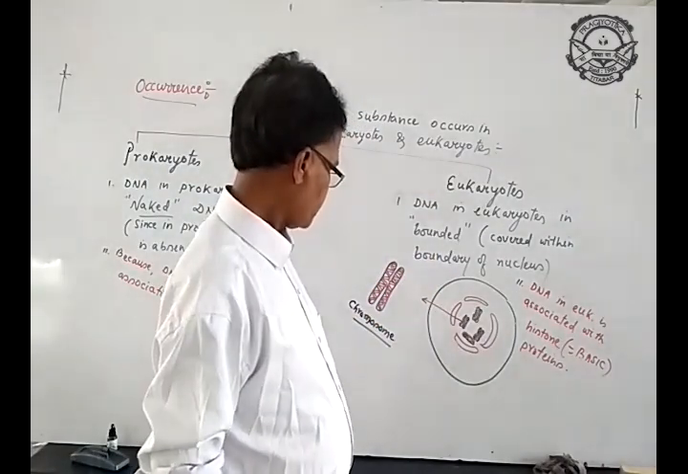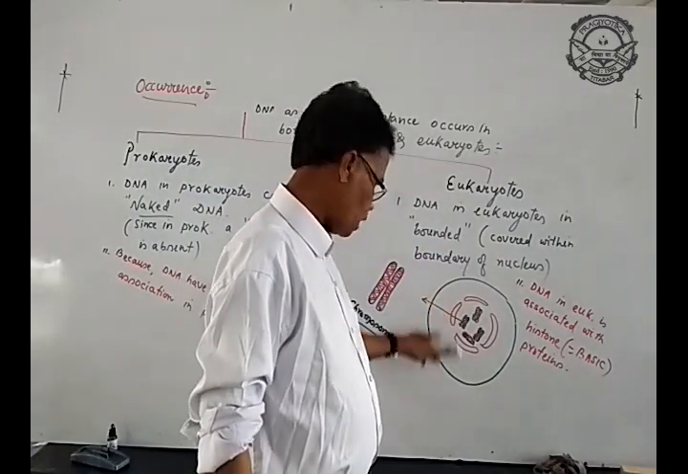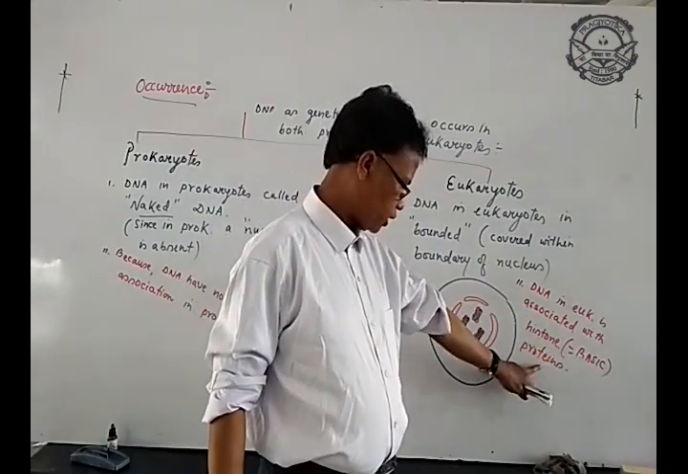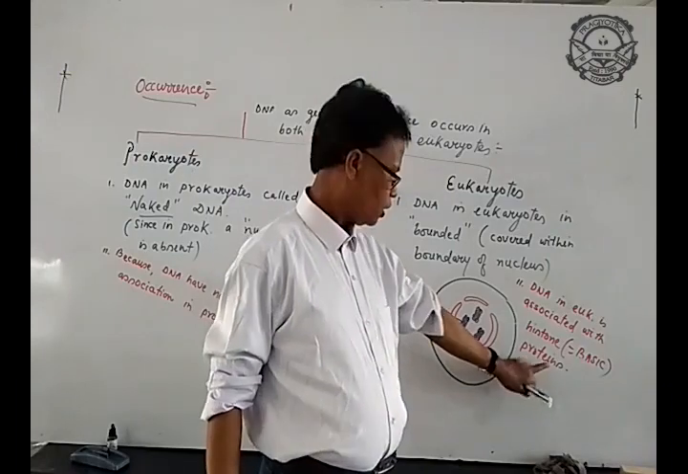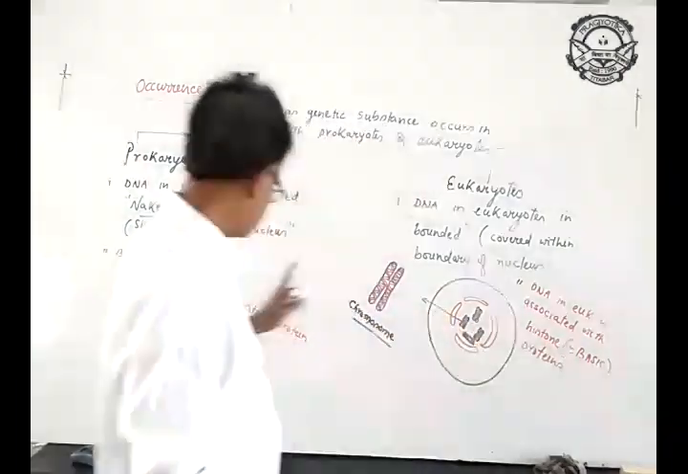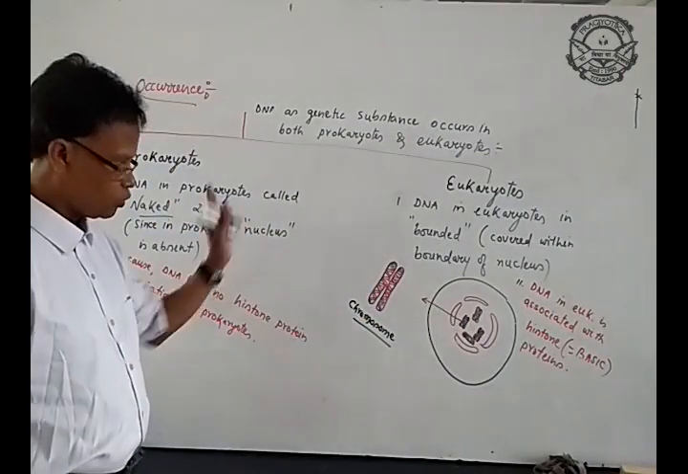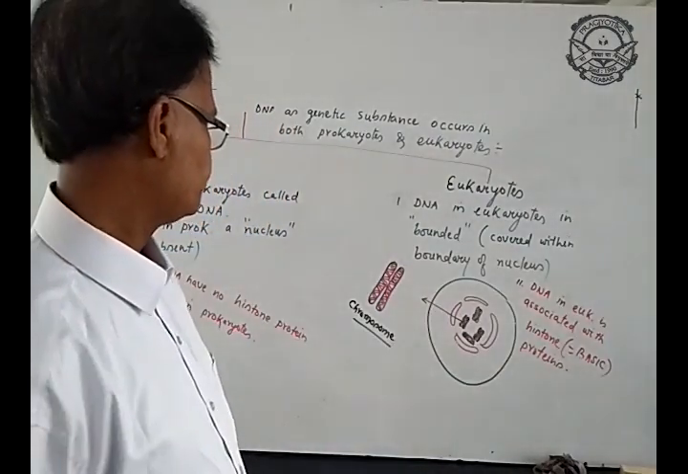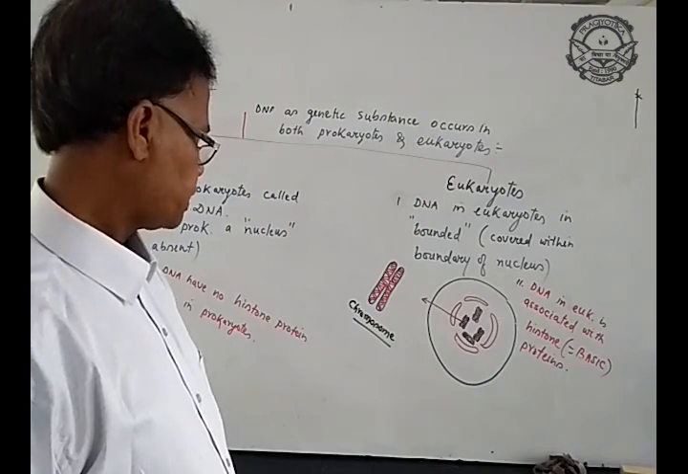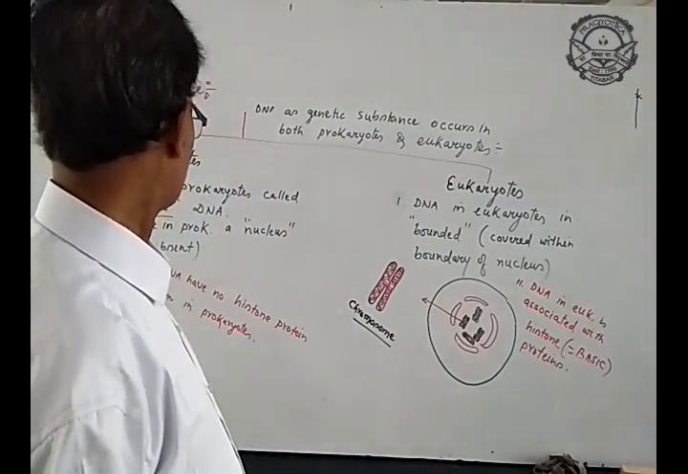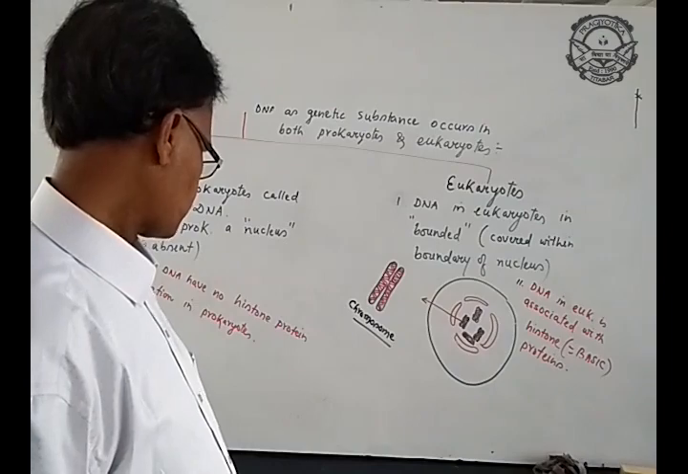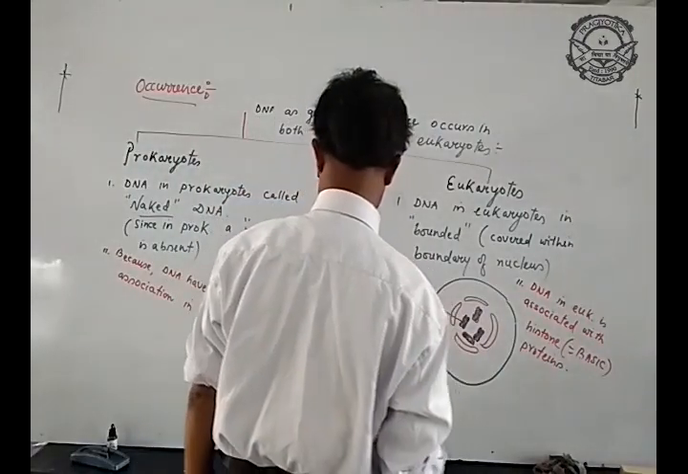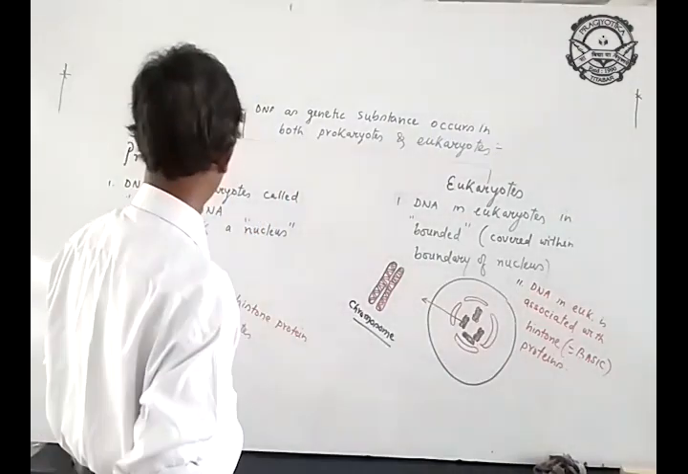Eukaryotes, on the other hand, have DNA bounded within a well-defined nuclear envelope, as well as DNA associated with histone protein, basic proteins, and chromosomes are found. So we have the chromosome concept in eukaryotes, and prokaryote DNA has no chromosome. Okay, I think you are following up to here. I have described the DNA molecule, its structure, how it is formed, and the occurrence of DNA.